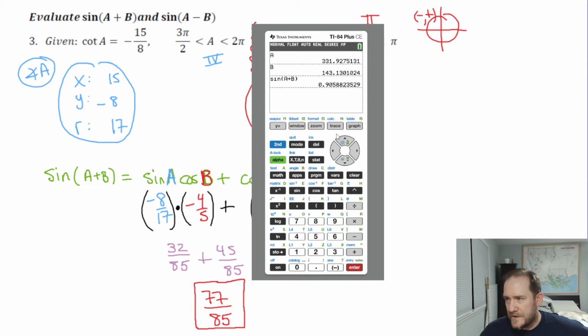And the calculator says it should be 0.90588. And that seems like it will be whatever 77 over 85 is. So yeah, feeling good about that. 77 over 85 is definitely right. Okay. So I hope that made sense to you.